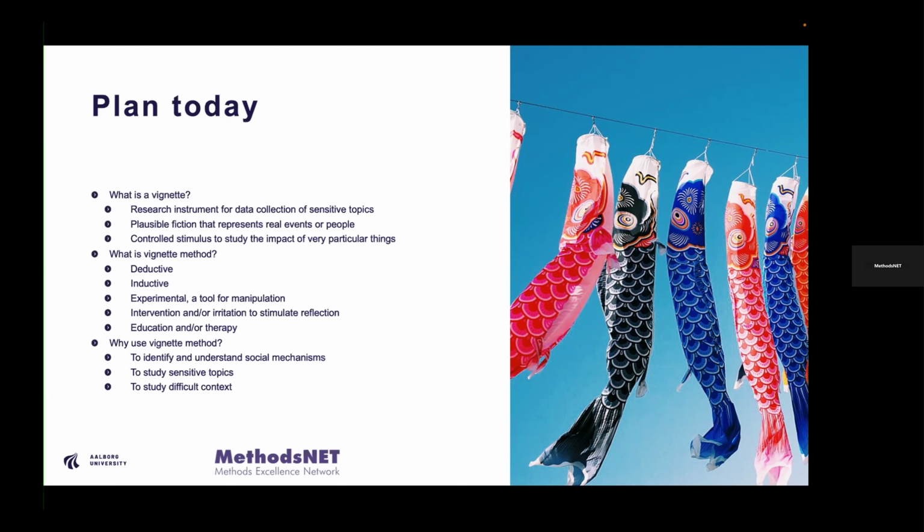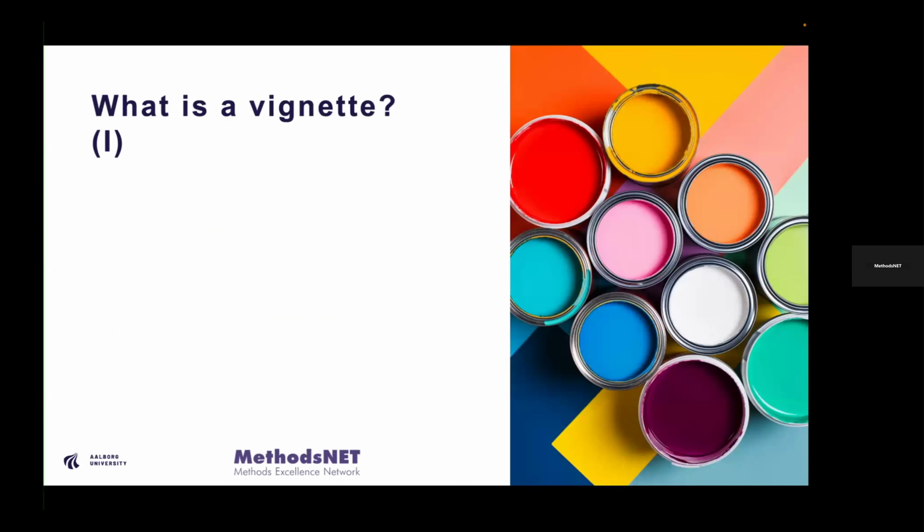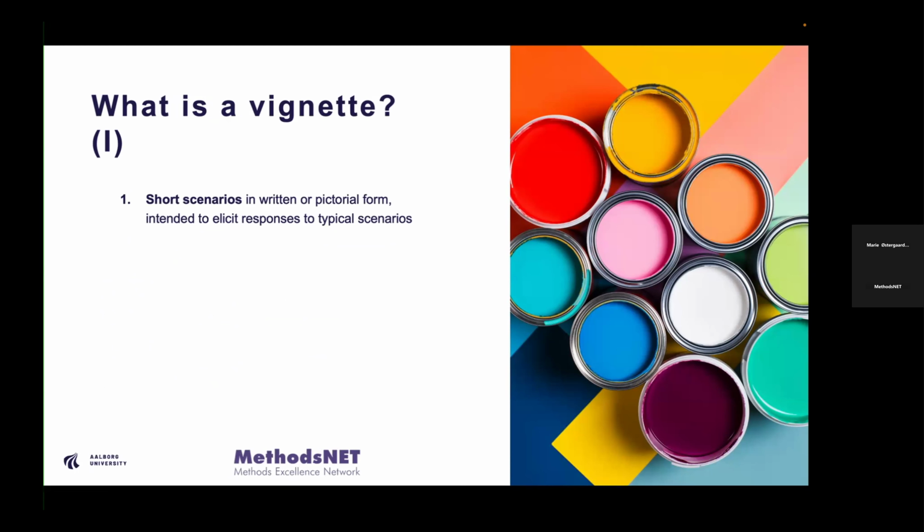Okay, so let's start with the content here. So what is a Vignette? So very basically, you can say that a Vignette is a short scenario, very often written in some kind of pictorial form, intended to provoke or elicit responses to typical scenarios. So think about a Vignette as a story, as a narrative, with very explicit intention to provoke particular scenarios.